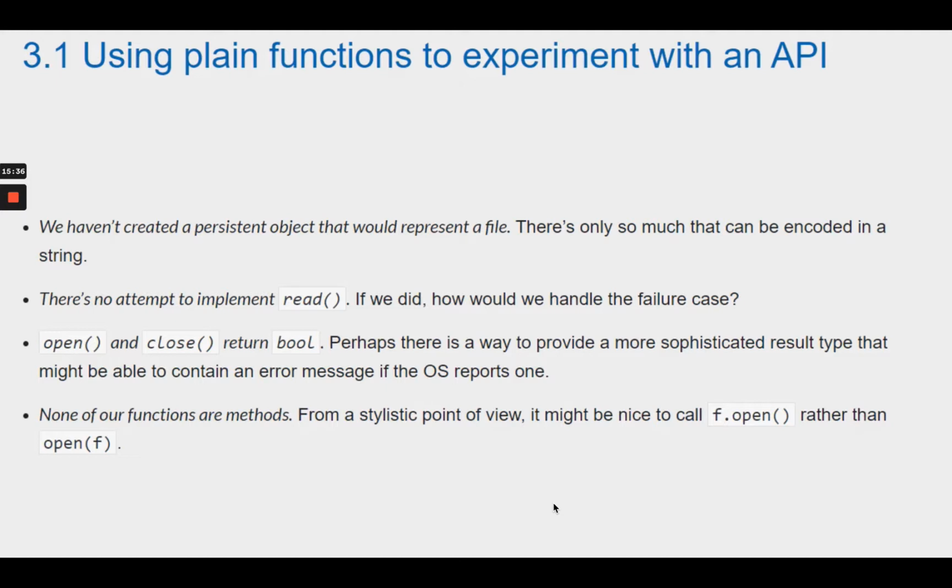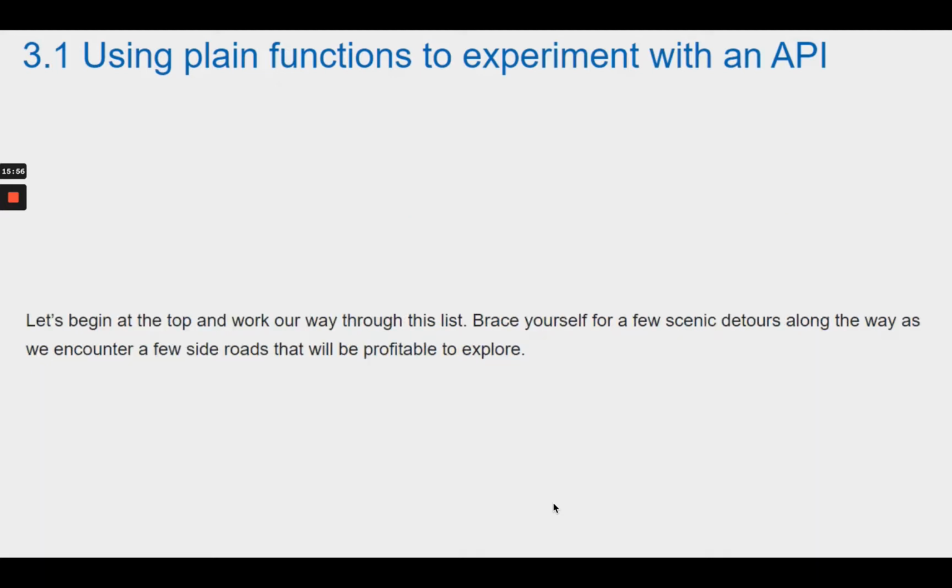Open and close return bool. Perhaps there's a way to provide a more sophisticated result type that might be able to contain an error message if the OS reports one. None of our functions are methods. From a stylistic point of view, it might be nice to call f.open rather than open passing f. Let's begin at the top and work our way through the list.